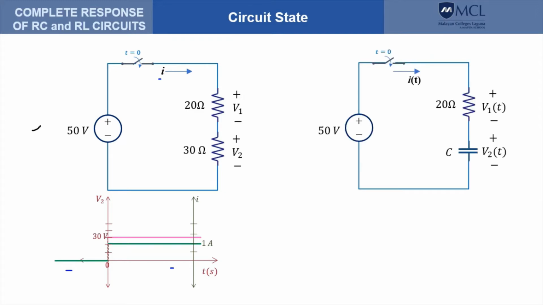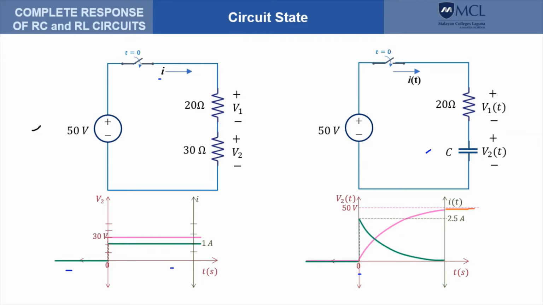Let's say I replace the 30 ohm resistor with a capacitor of unknown value, and I again plot the voltage V2 and I. Okay, so here is the plot. Take note that V2 is 0 before the switch is closed, or before t equals 0, and exactly at t equals 0 it is still 0, and from there it starts to increase until it becomes 50 volts. The value of V2 does not exceed 50 volts and becomes constant as time progresses. We can also plot the current.